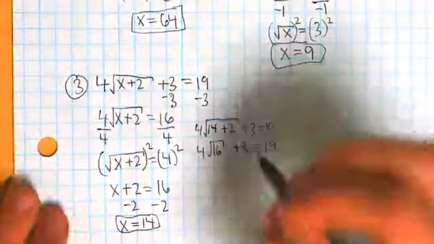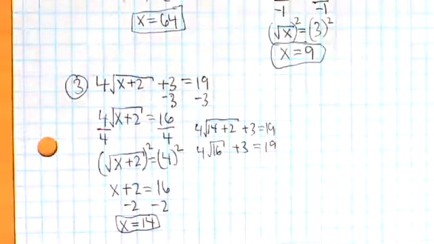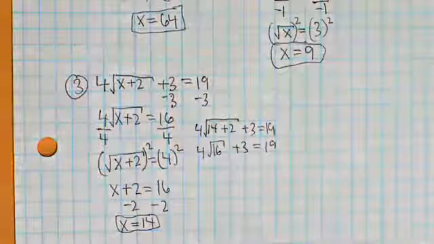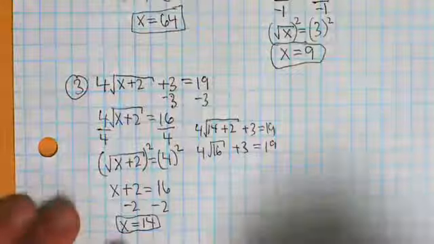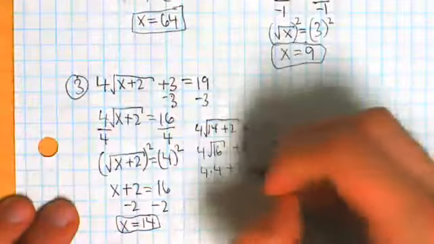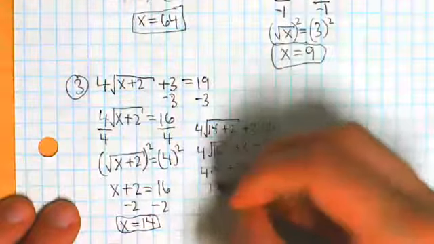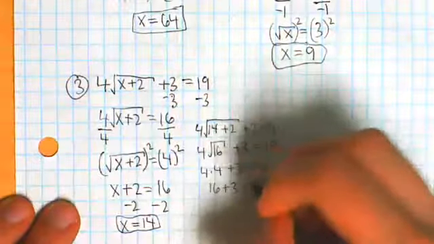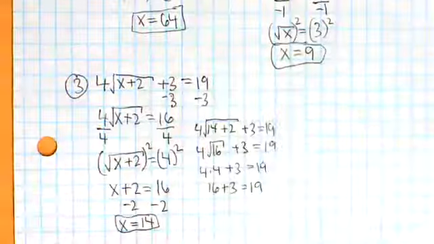The square root of 16 is the number you multiply by itself in order to make 16. That number is 4, because 4 times 4 is 16. This gives us 4 times 4 plus 3 equals 19, which is to say 16 plus 3 equals 19. So it does in fact check out.